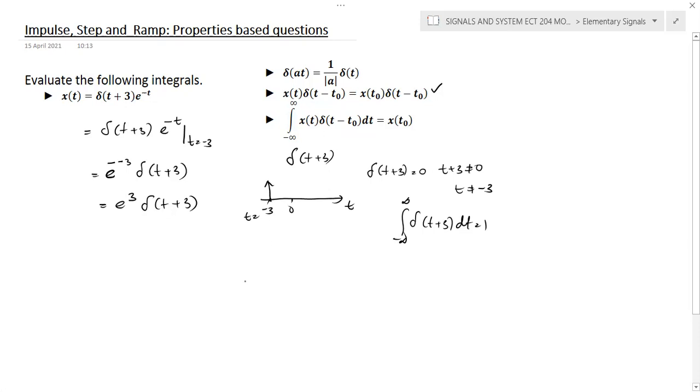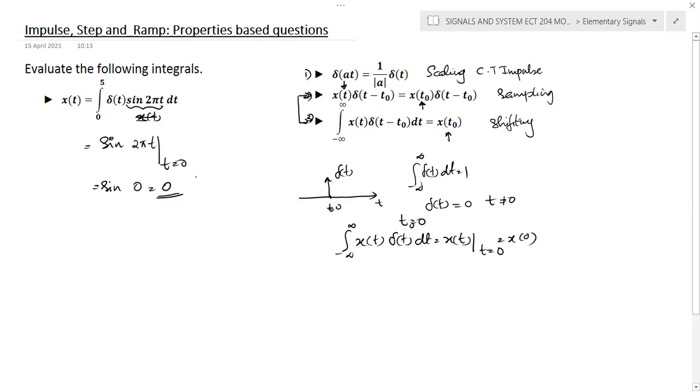So the resultant signal is something like this, which exists at t is equal to minus 3, and whose amplitude is e raised to 3 into del of t plus 3. And here it is simply del of t plus 3, whose area is equal to 1. So that's the difference. This is actually a signal, not a magnitude. But in the previous case, you can see that this is not a signal.